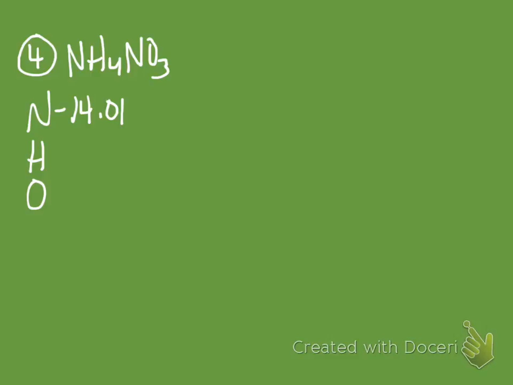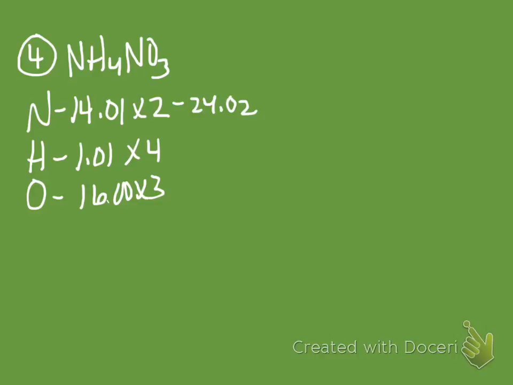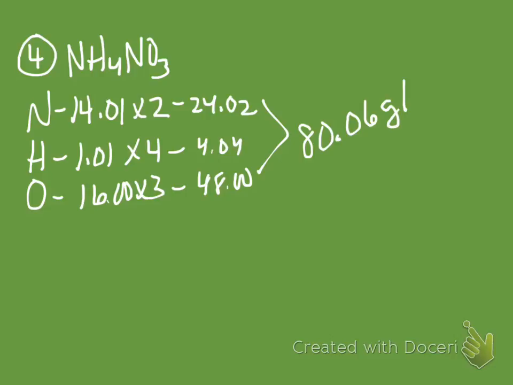We have nitrogen with a molar mass of 14.01. We have 2 of them. We have hydrogen with a molar mass of 1.01. We have 4 of them. And we have oxygen with a molar mass of 16.00. Okay, so you don't have to write this part down. I often do, because then you just have to reference back to it. But the total molar mass of this compound is 80.06 grams per mole.